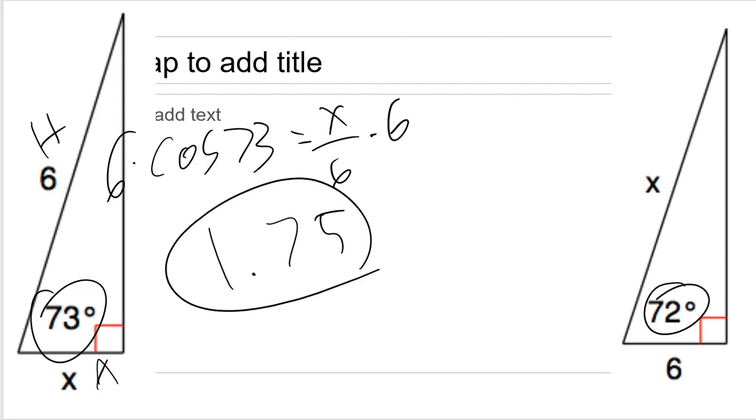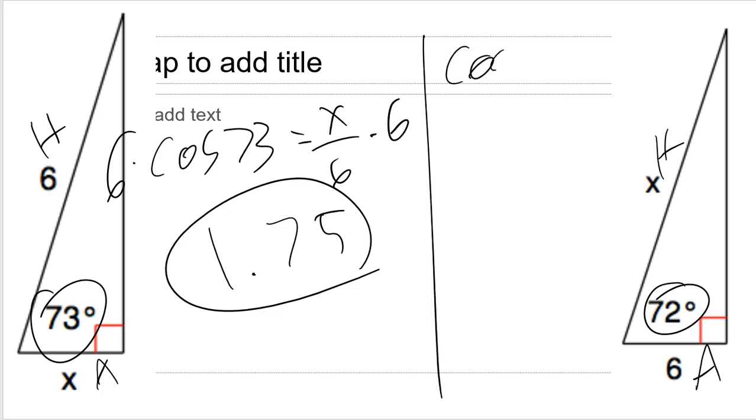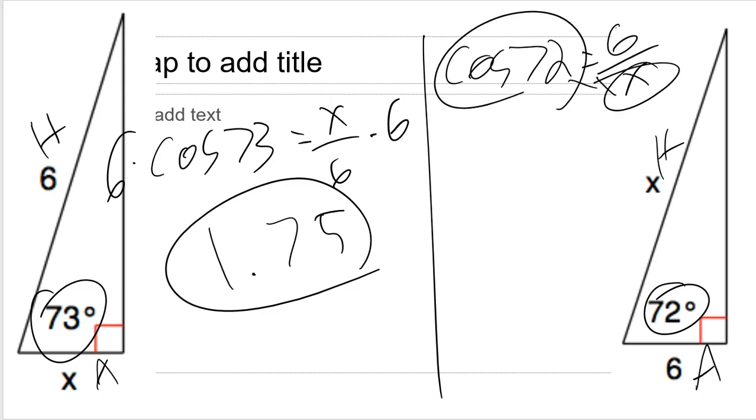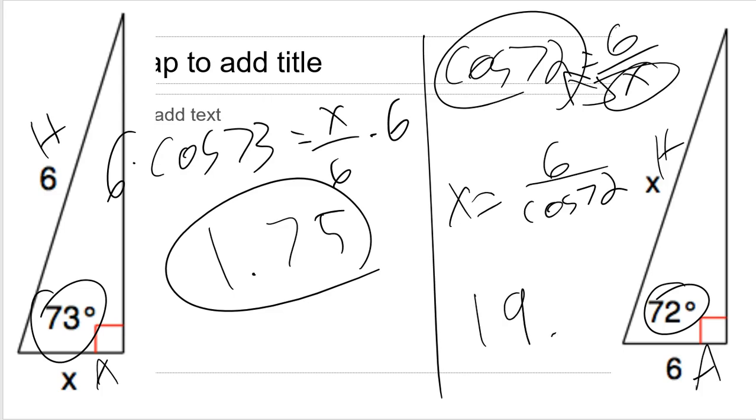This one here is adjacent and hypotenuse, so we're going to use cosine again. Cosine of 72 equals 6 over x. So I'm going to switch these two and get x equals 6 over cosine of 72. So 6 divided by cosine of 72, and I get 19.42. All right, and that's how you find the missing sides.